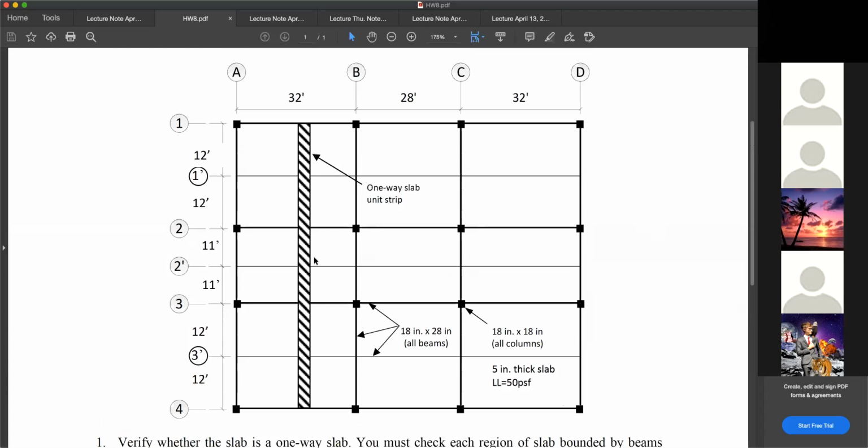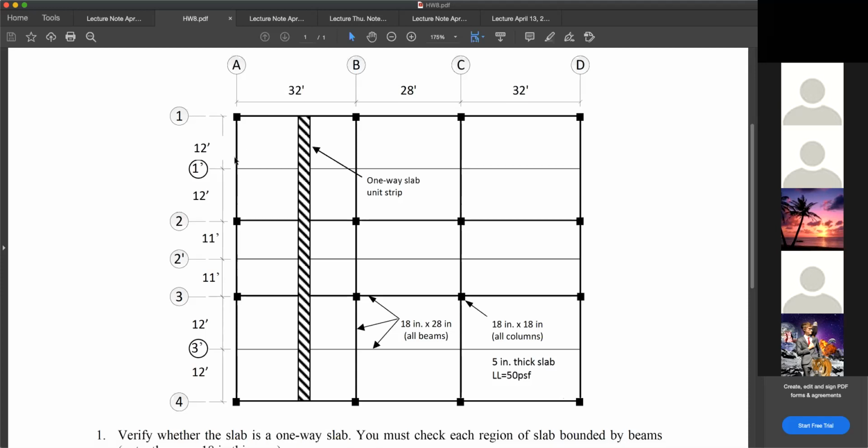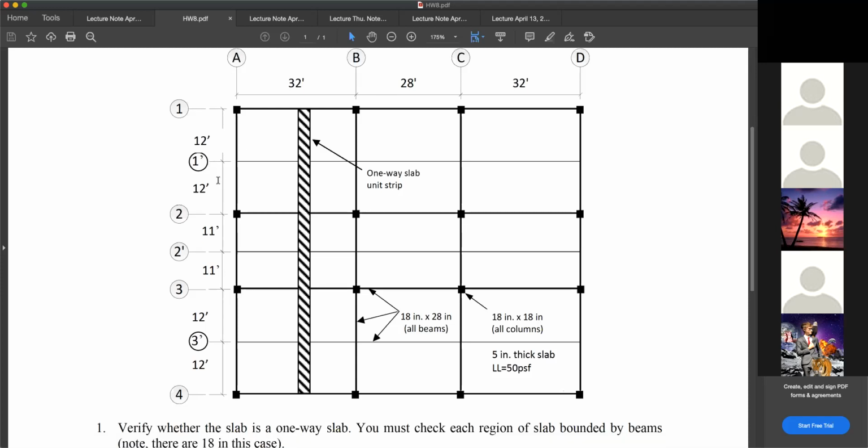Now, first of all, there are two directions. We have this vertical direction, or you can call it the longitudinal direction, labeled 1, 2, 3, 4, etc., and there's a transverse direction, which is A, B, C, D. You want to determine which one is the one-way slab direction first. The shorter span of the two will be the one-way slab direction, so that tells us it has to be in the direction of 1, 2, 3, 4.